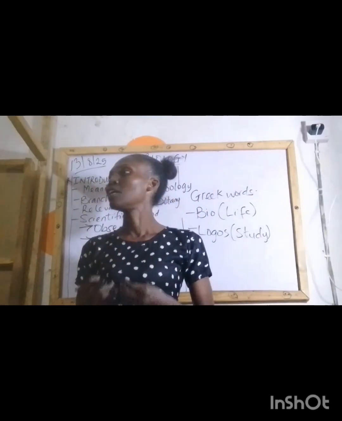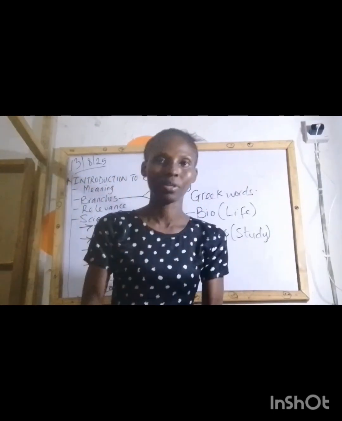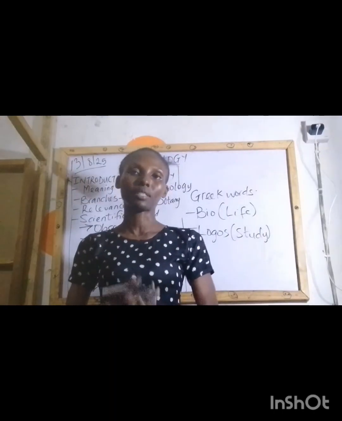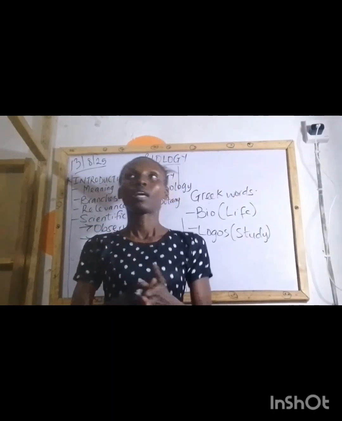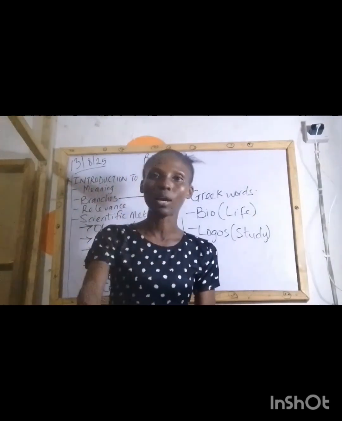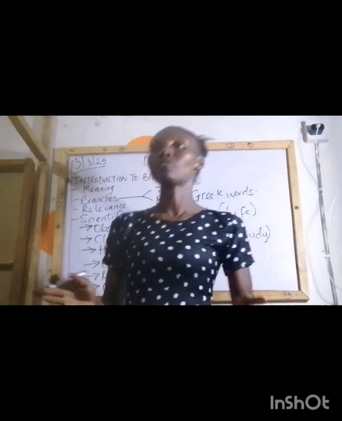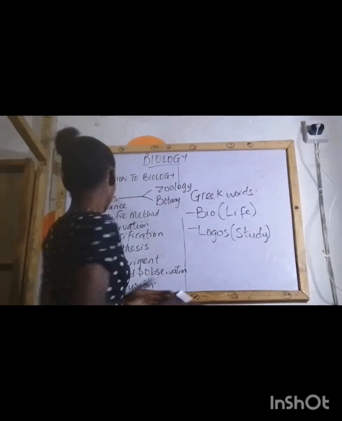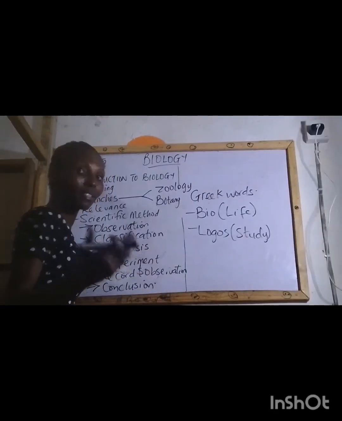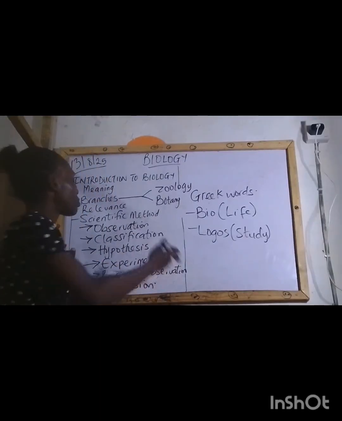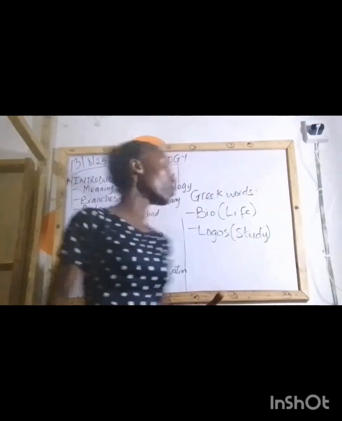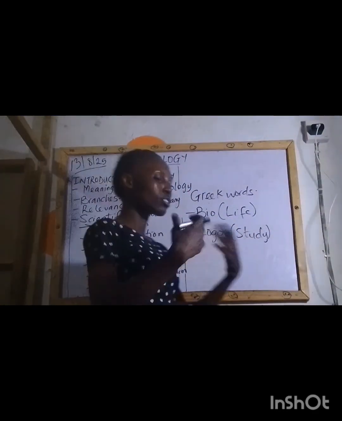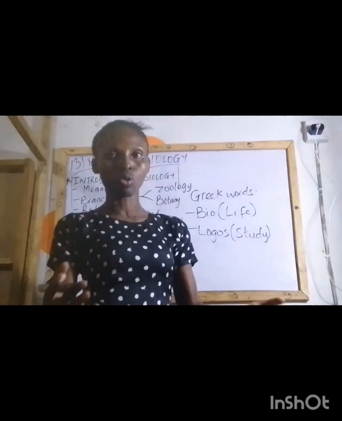Okay? It is a method of inquiry carried out by scientists in order to find a solution to a problem, in order to answer a particular question. Scientific method is carried out, like I said, systematically. Now, it ranges from observation to classification. We have the hypothesis, experiment, record observation, and conclusion.